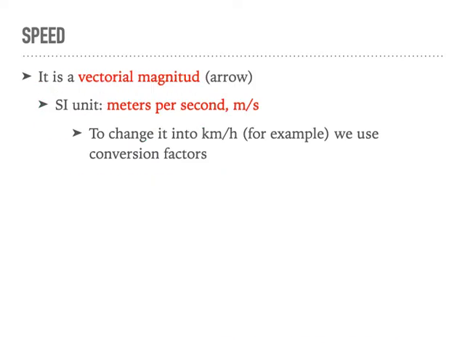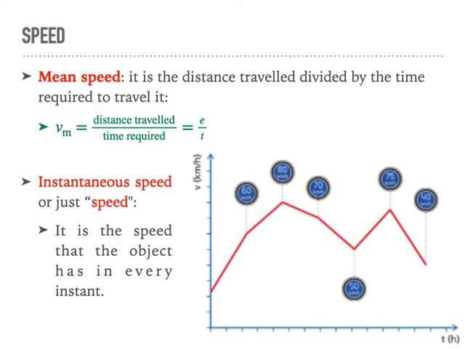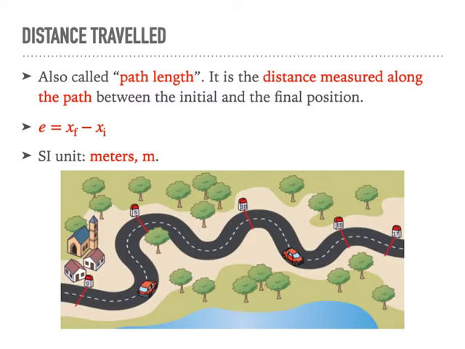So we were seeing that speed, the unit is meters per second, and that's why we were seeing how to change from kilometers per second to meters per second, because this is the important unit, the international system unit. And we're going to define what the mean speed is, and that is the distance traveled. You remember from previous videos, the distance traveled is the path length, so the kilometers or the meters, the distance you have really walked or driven or whatever.